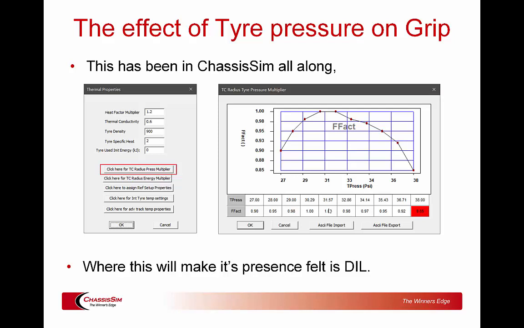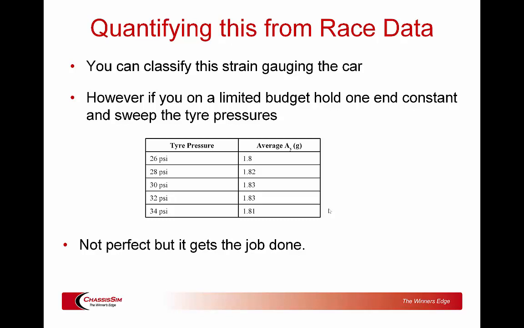Now, where this is going to really make its presence felt is ChassisSim Driver in the Loop. One of the things that we've really found with ChassisSim Driver in the Loop is that some of the nuances that would get lost in the lap time simulation really make their presence felt in Driver in the Loop. In particular, we'll talk more about tire temperature surface modeling in the companion video to this, which will shortly follow. So this is primarily going to make its presence felt with Driver in the Loop. However, before we discuss that, how do we quantify this from race data?